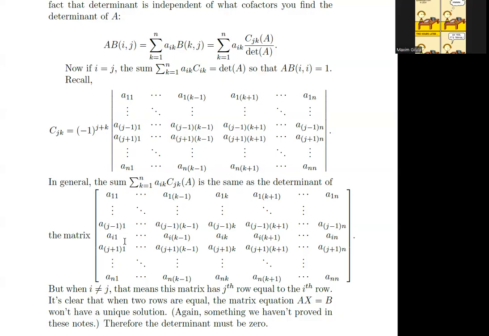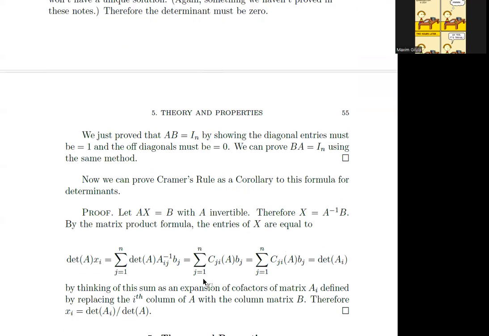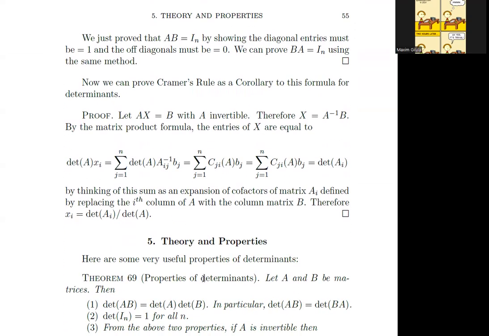But the matrix equation AX is B won't have a unique solution, again, because two equations are repeated. And I claim that the determinant is 0 whenever this happens. So this determinant is actually 0. So what we showed is the II entries are 1, and the ij entries are 0 whenever I is not j. And that's the proof. So we proved AB is identity.